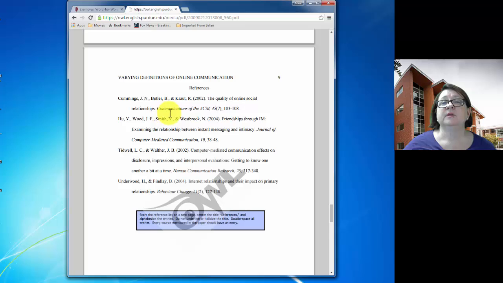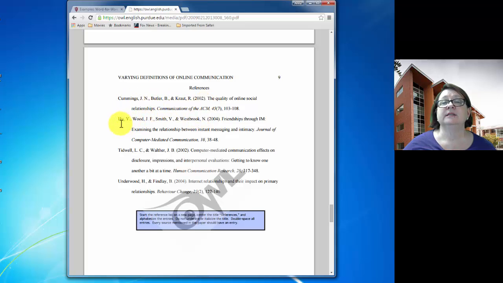Then the journal, communication of the ACM. That's a journal name, and that's going to be in italic type because all journals and newspapers are in italic type. 45 is the volume, and issue in parentheses is the issue. I'm sorry, numeral 7 in parentheses is the issue. Comma, 103 to 108, those are the page numbers, and it all ends in a period. It's like a sentence. Well, many sentences kind of strung together there, okay?